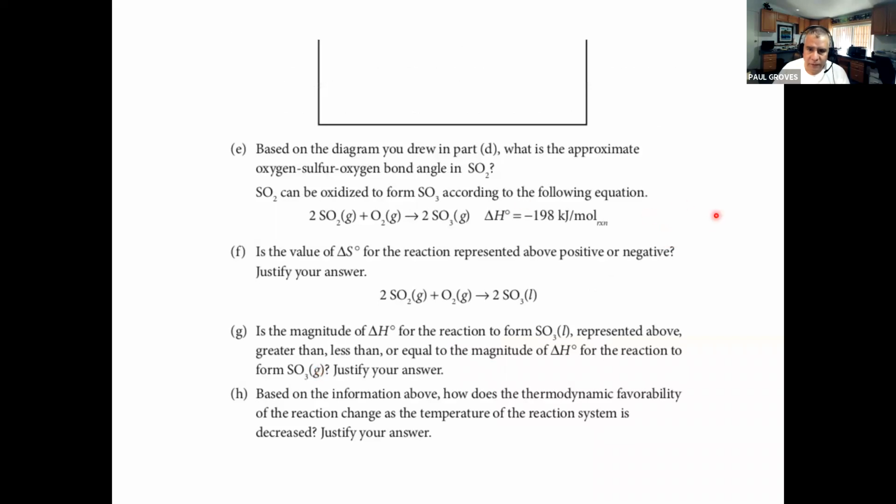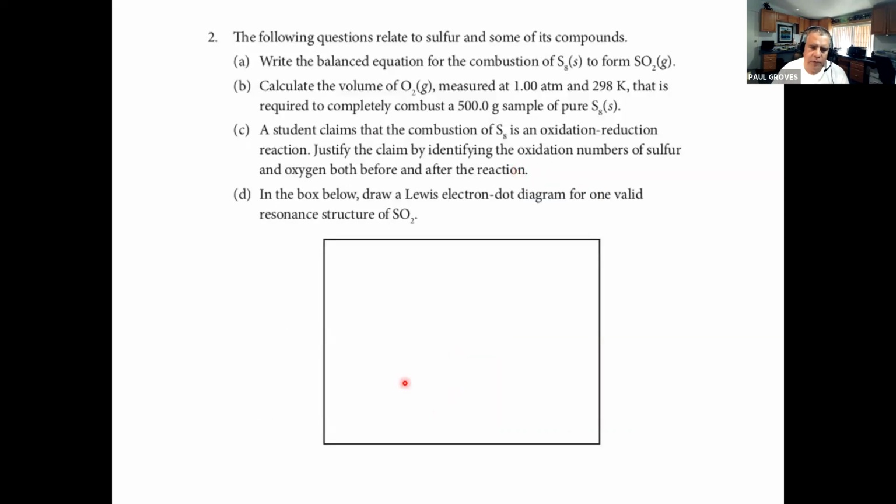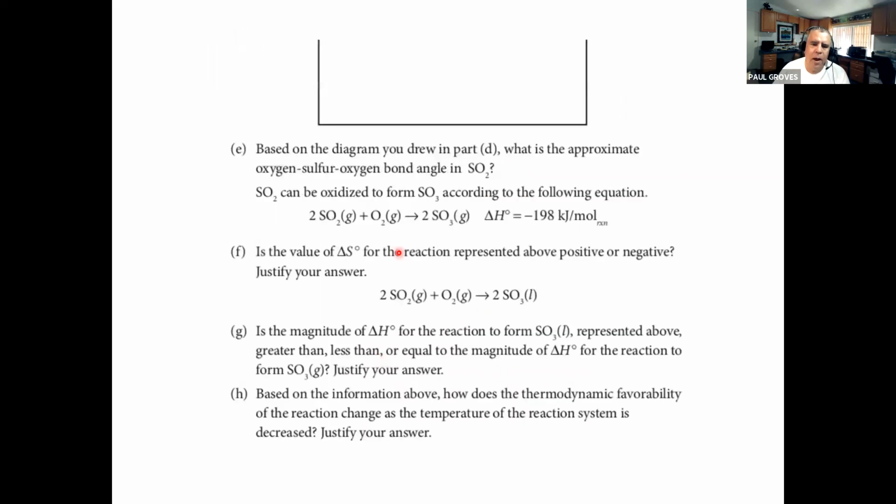Now, this is the rest of this question. Based on the diagram, what's the approximate oxygen-sulfur-oxygen bond angle in SO2? Once you've got your picture, if this picture is incorrect, then your bond angle would be based on the picture that you drew. So again, if you make a mistake, then we're going to follow along with what you did.